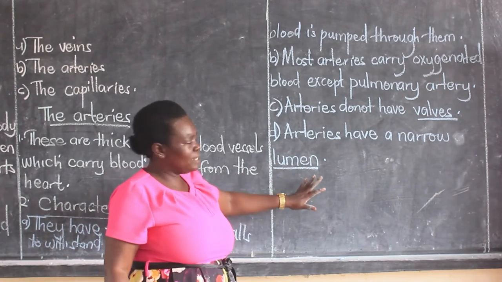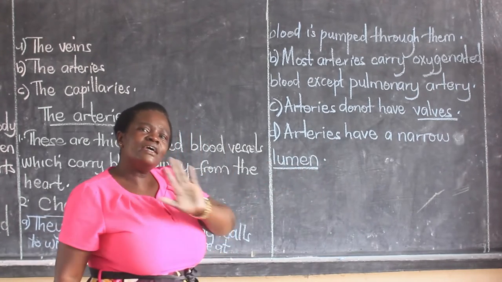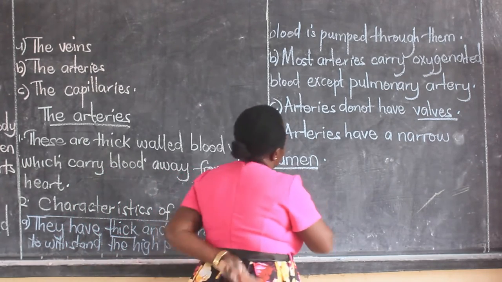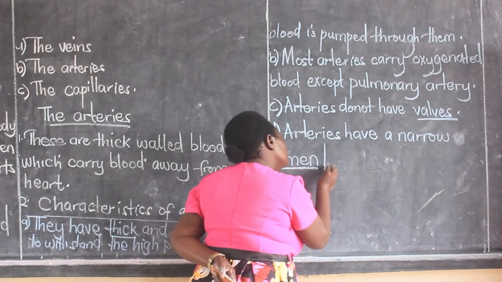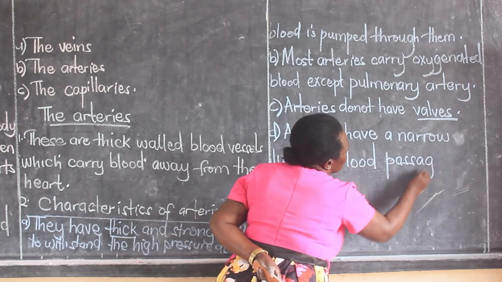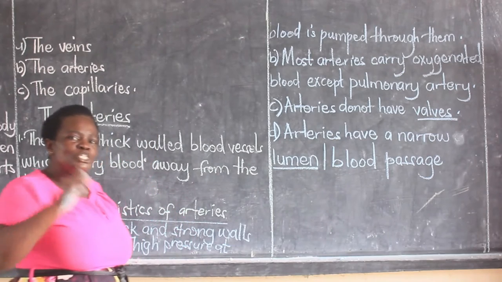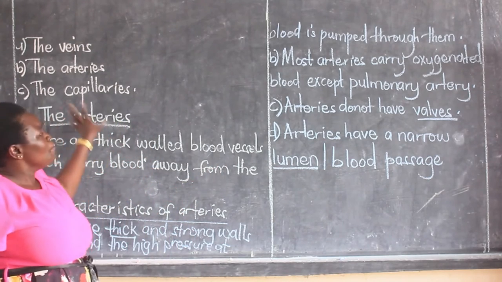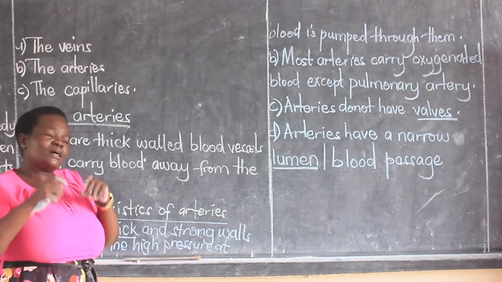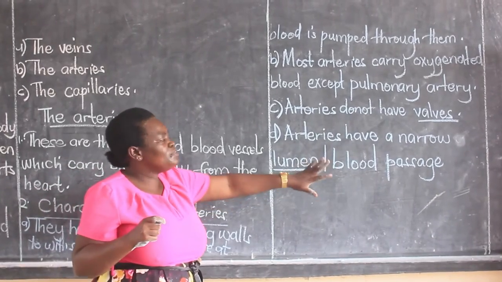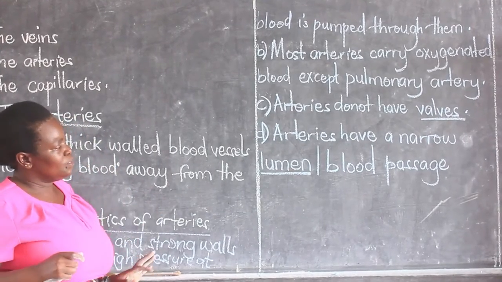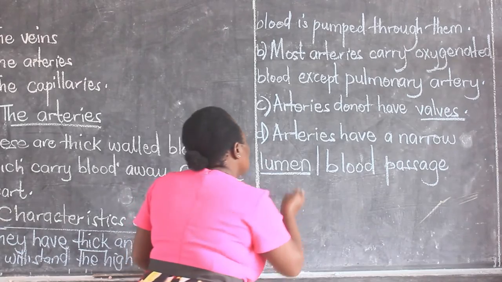So if you can't use the word lumen, you say arteries have a narrow blood passage. Very narrow, and we shall also look at the reason why it has a narrow blood passage. Blood vessels are tubes, and if it is a tube, there is a hole that is allowing blood to go through it. But the hole through the arteries is very narrow, and the opposite of narrow is wide. Children, I believe you have learned that in your English. So arteries have a narrow lumen.